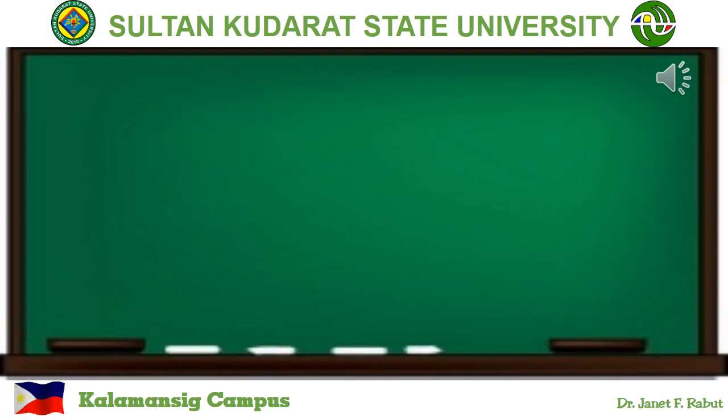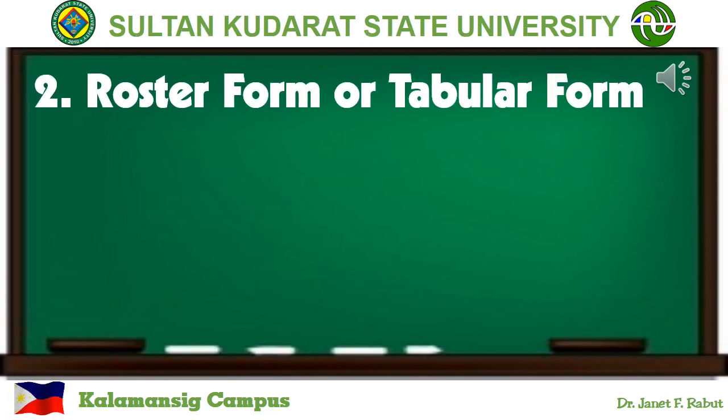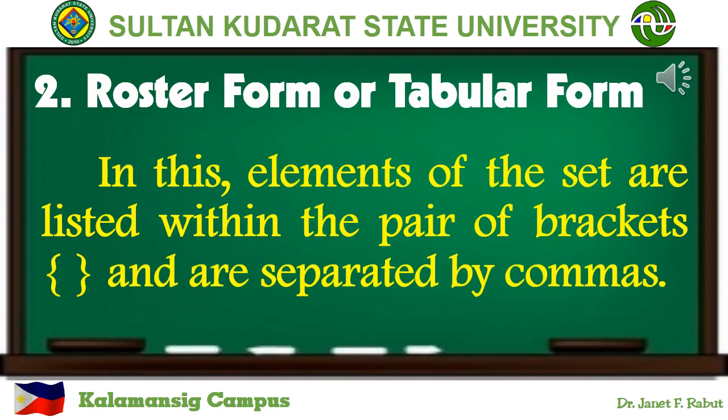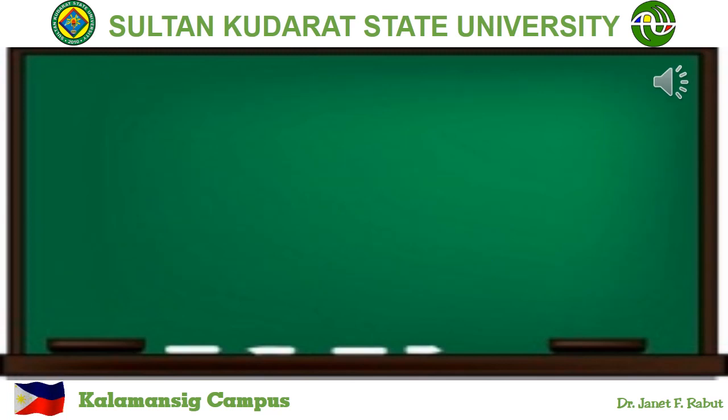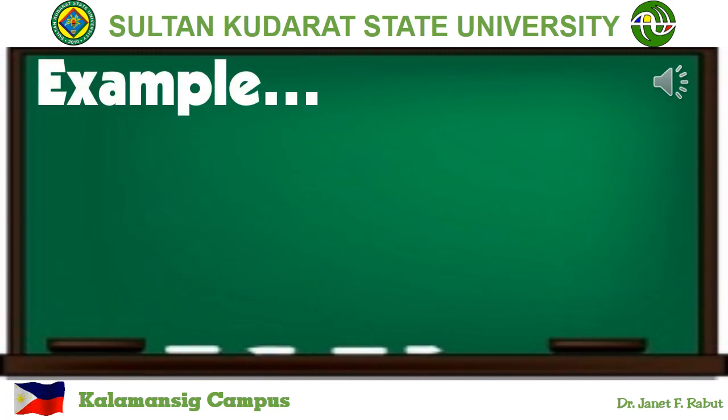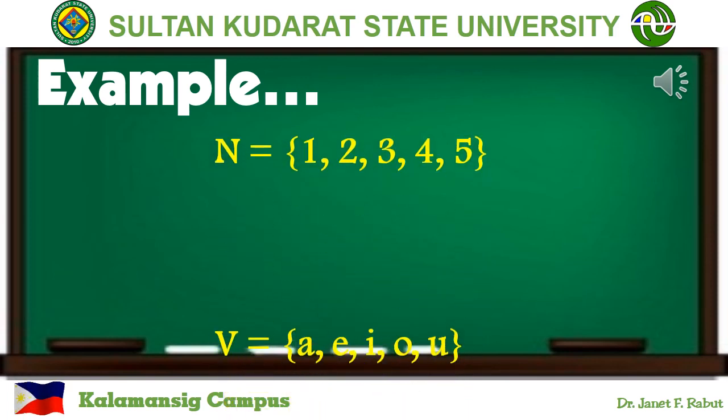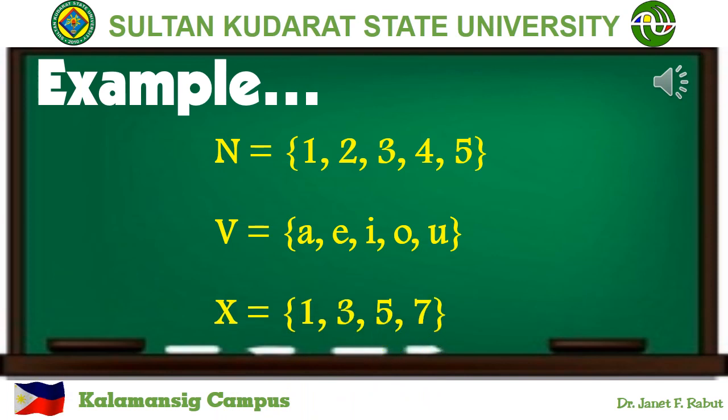The second representation of a set is roster form or tabular form. In this, elements of the set are listed within the pair of brackets and are separated by commas. Now, this is an example of a roster form or tabular form representation. As you can see, the elements are enclosed with two curly braces, and each element is separated by a comma.